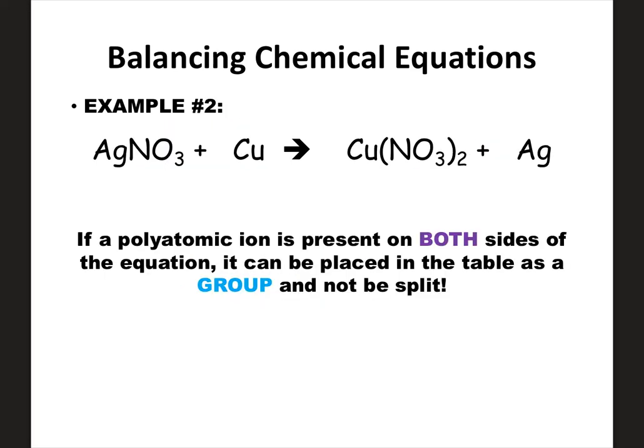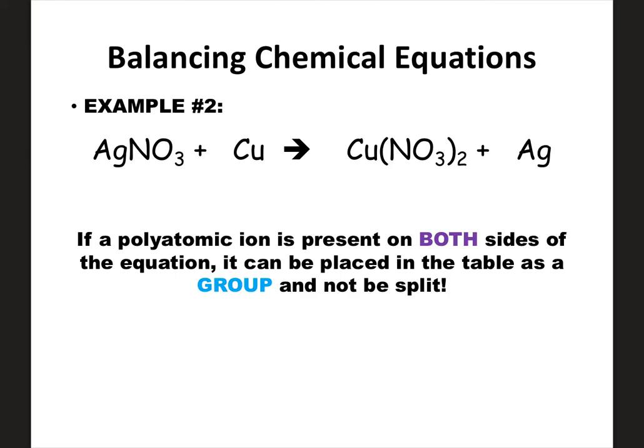So now we're going to try another example here. We're going to make it a little bit more fun, but before we do this example, I need to point something out that's very important. If there's a polyatomic ion present in a reaction, and that polyatomic ion is present on both sides of the equation, that's important. It needs to be in the exact same form on both sides of the equation. You can actually group it together in your table.